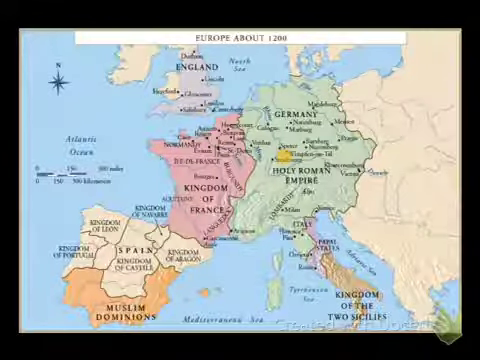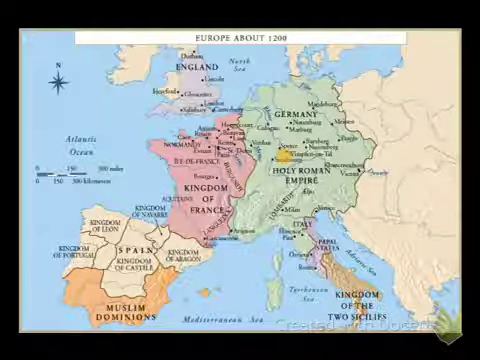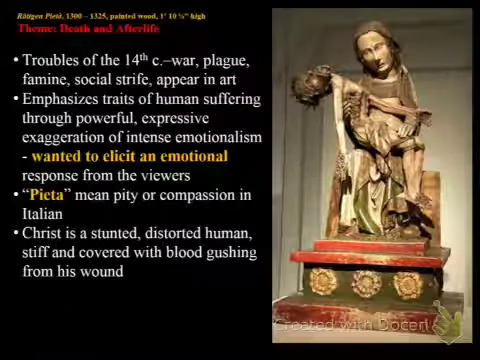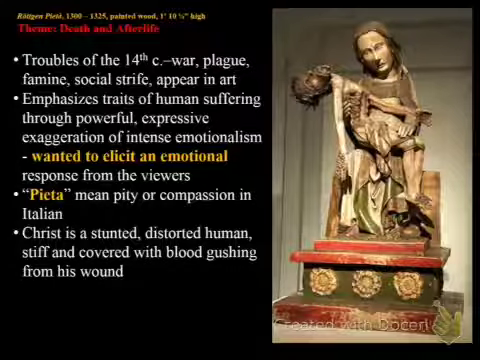Okay, we're going to move away from France and move into the Germanic area and talk about the Rottgen Pieta. This is made of wood, and it's 1300 to 1325, and it's pretty small. It's only about a foot high, which is 12 inches.